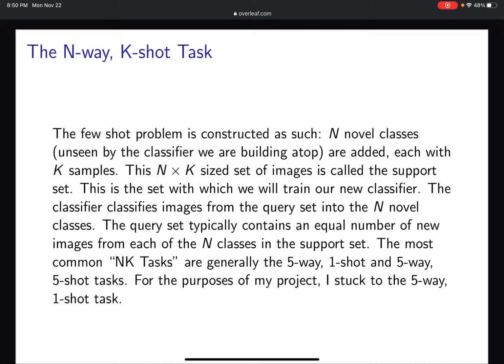The query set typically contains an equal number of new images from each of the n classes in the support set. The most common NK tasks are generally the 5-way one-shot and 5-way 5-shot tasks. For the purposes of my project, I stuck to the 5-way one-shot task.